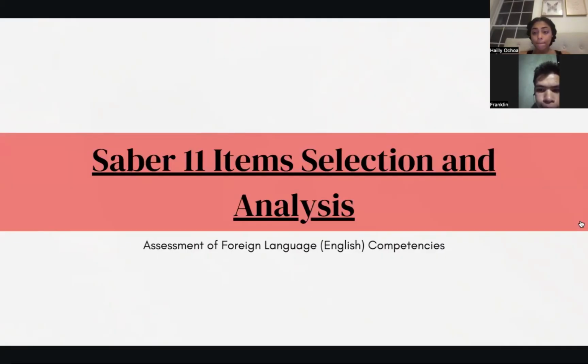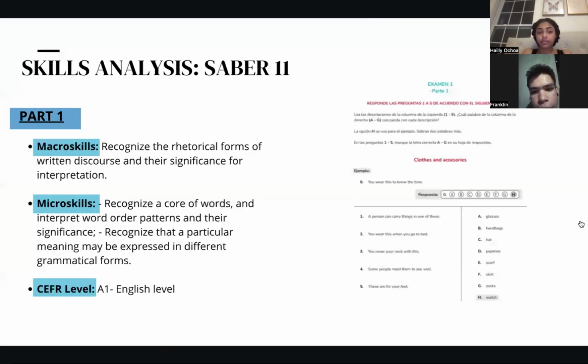Hello everyone, my name is Franklin Andres Moraguera. I'm going to be the designer of the academic test. I am the one who is going to present the analysis based on the perspective of a test designer. We will explore how these instruments evaluate linguistic proficiency across different stages of a student's academic life.